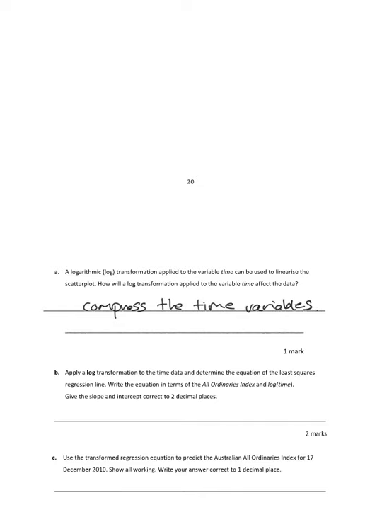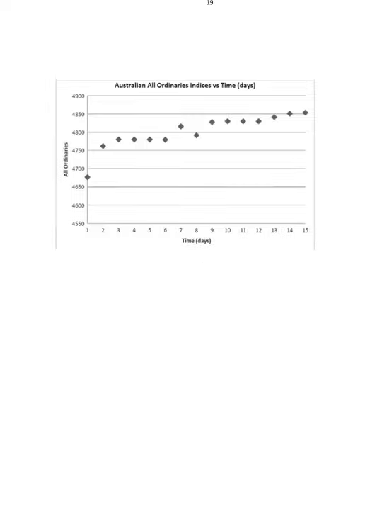All right, that's all you need to write. Apply a log transformation to the data, determine the equation. Oh, there's a lot of this in this test. Write the equation in terms of the all odds index and log time. Give the slope and intercept corrected to 2 decimal places. All right, so had plenty of practice of this.